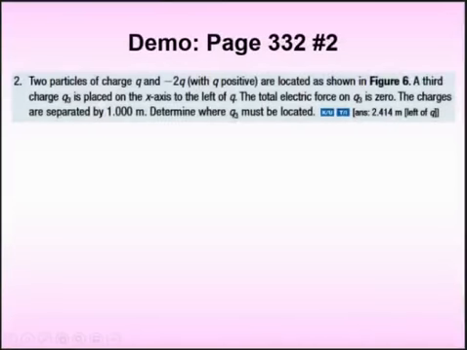Okay, so what does this problem say? Two particles or masses or spheres of charge Q and Q. So all we know is that one of them is how much of the other? Twice the charge. But one of them is what? Negative, and one of them is positive. Okay, good. They are placed or located as shown in figure 6.